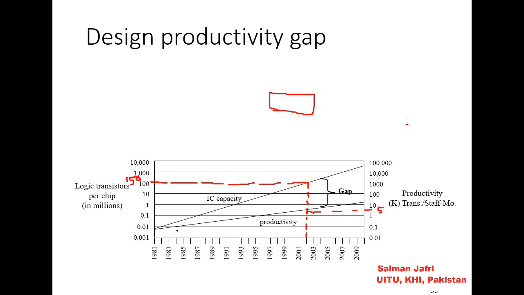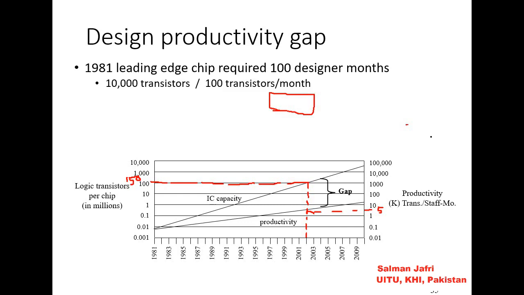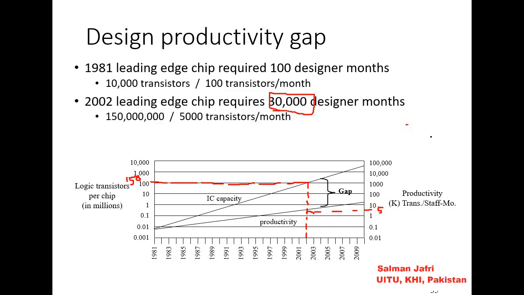So we can have a calculation for 1981 like we discussed before. Similarly, we can do the calculation for 2002. We can draw a line from here, and this line is touching at this point. This point is slightly above 100, so it can be taken as 150, and this point on this axis is between 1 and 10, which is 5. So what is the IC capacity? It is 150 million or 150,000. And what is the productivity? It is 5 into 1000 or 5000. So dividing, we get in 2002 to design a leading chip we need 30,000 designer months.